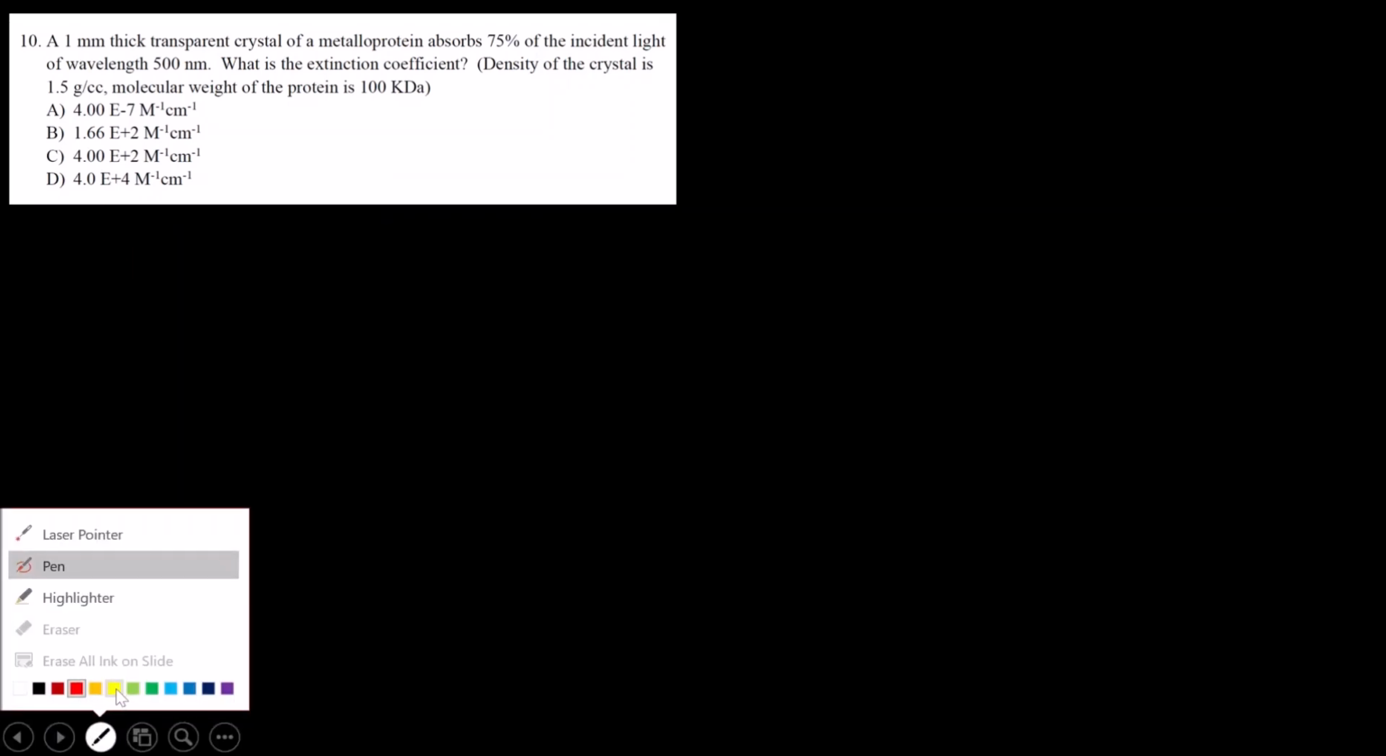In this question the formula that we are going to use is very simple. The more important thing is how carefully you do the unit conversion, because that is very important. If you make a mistake in that, then you will not get the final answer. So let us write down one by one all the data that is given. 1 millimeter thick transparent crystal.